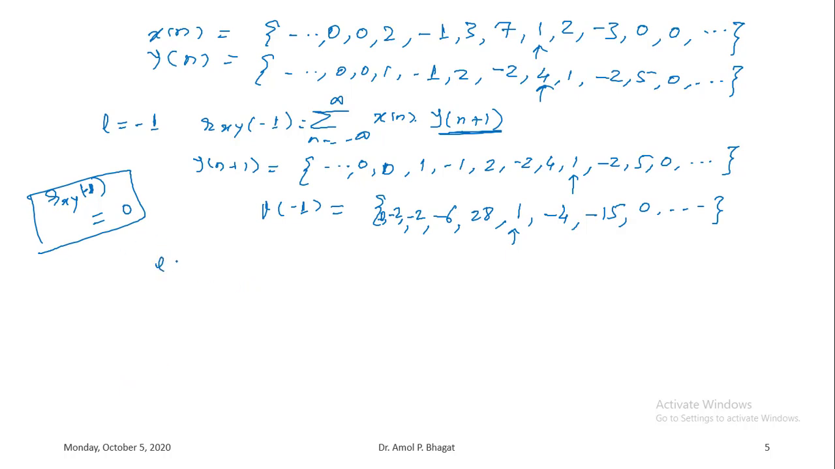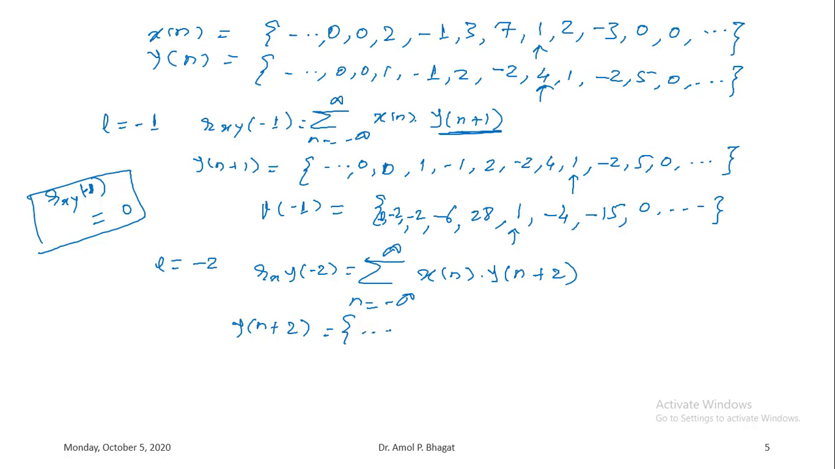Similarly for l equals minus 2, you will find rxy of minus 2 is equal to summation over n of x of n into y of n plus 2, because minus minus will be plus. So y of n plus 2 will be again the same sequence you will be writing, that is 0 0 1 minus 1 2 minus 2 4 1 minus 2 5 0 and so on. So you are advancing it, so instead of this one, now the origin will be at minus 2. Again this product sequence I can denote v of minus 2.